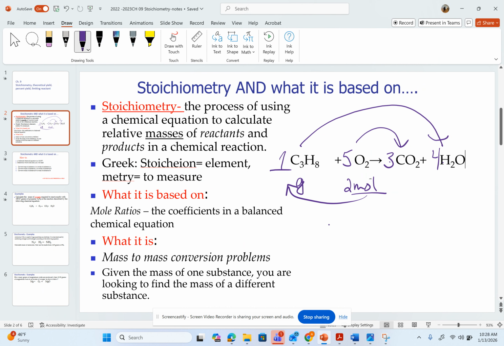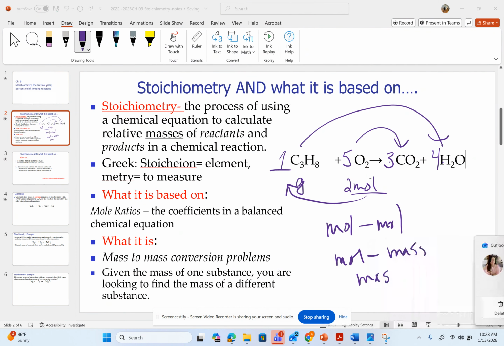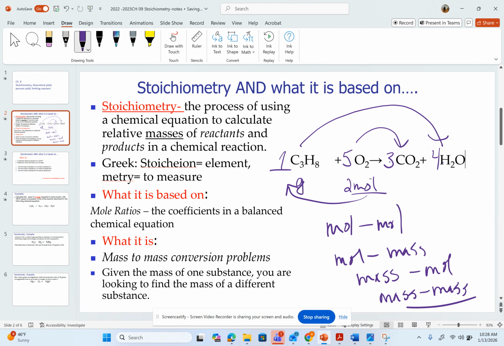There are several types of problems. You could have a mole to mole problem, you could have a mole to mass problem, you could have a mass to mole, or the long ones are mass to mass. It's considered stoichiometry. It's like we're predicting theoretically how much of something is needed, or how much of something is produced. We call our answers the theoretical yield.